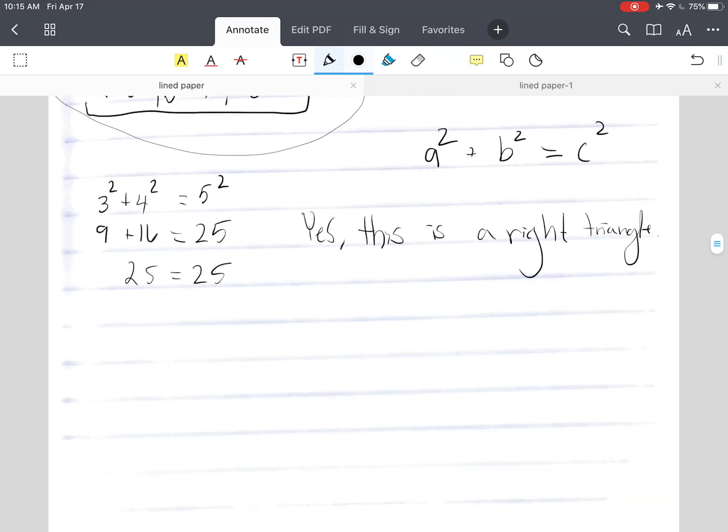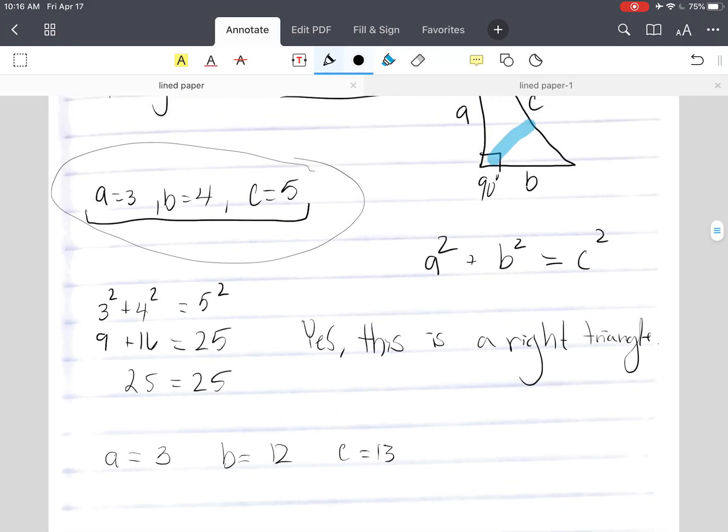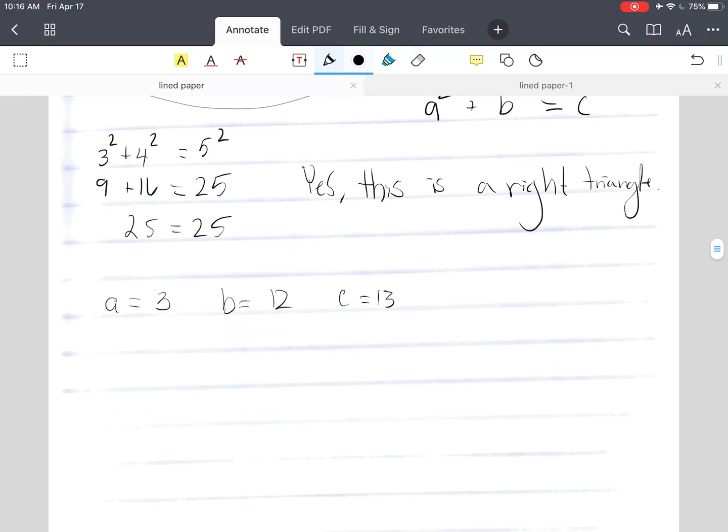Let's do another one. And I'm just going to do random numbers, okay? A is equal to 3. B is equal to 12. And C is equal to 13. And it's important that you label which side is which side. C is always going to be the longest side, okay? So, using our formula, we can even draw the picture. This is going to be 3, this is going to be 12, and this is going to be 13. Let's see if it works.